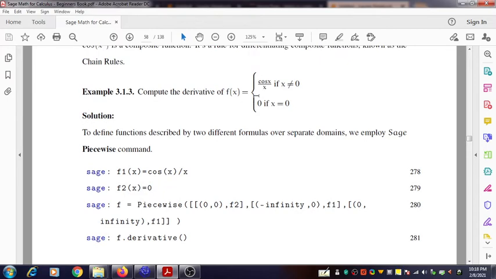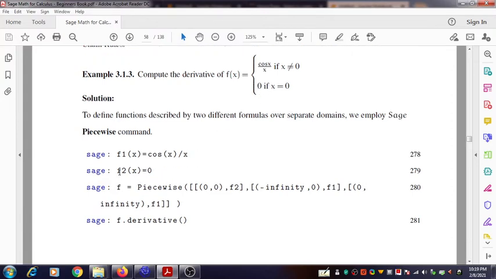Since the function contains two parts, the first part is cos x by x. That part can be given a name, f1. So we write the first statement, f1(x) equal to cos x by x, and the second function is 0. That will be denoted by f2(x) equal to 0.